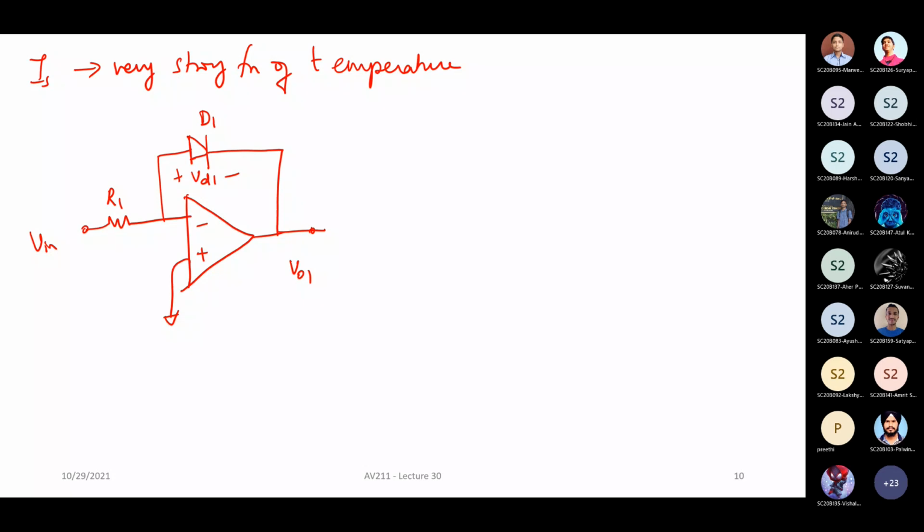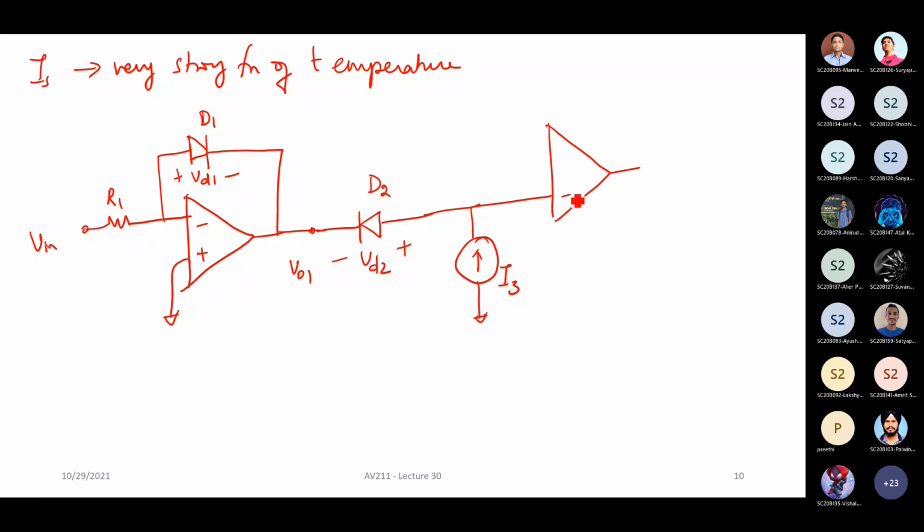Now what we are going to do is use one more diode here. Let's call it D2, and let's say it has the diode potential VD2 like this. Now at this point, in order to bias this diode, you need to pump some current. Let's call it I3. And this goes to one more amplifier, which is nothing but a non-inverting amplifier.